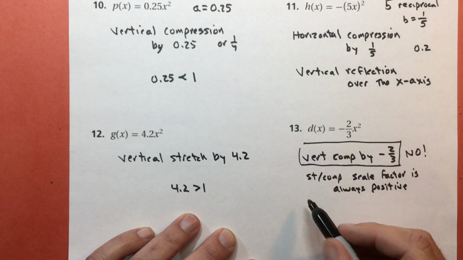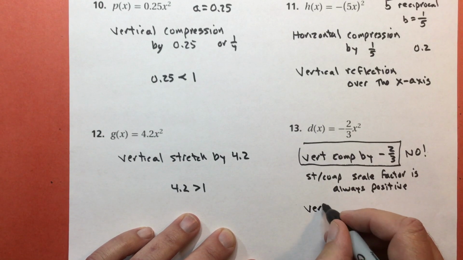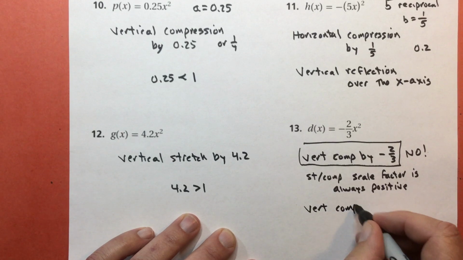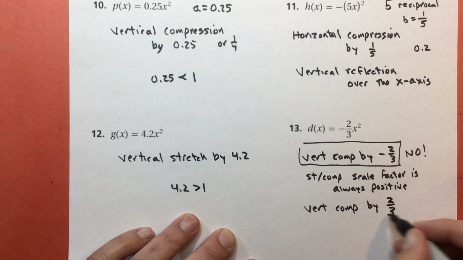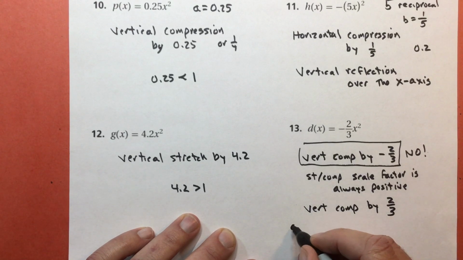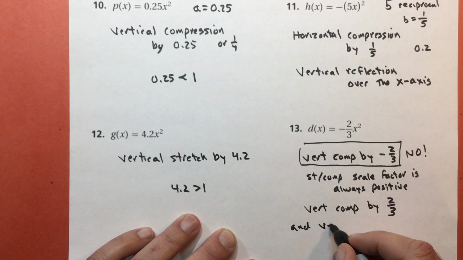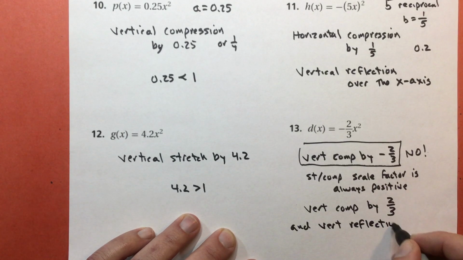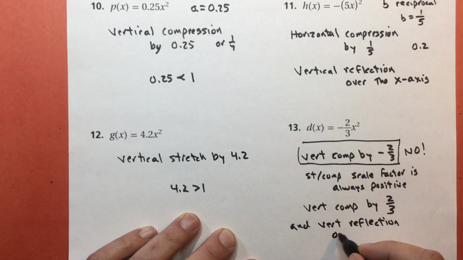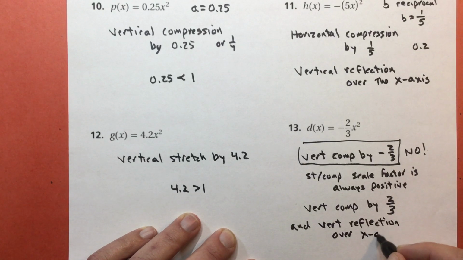So after all this, it is a vertical compression, but it is a vertical compression by +2/3. And a vertical reflection over the x-axis.